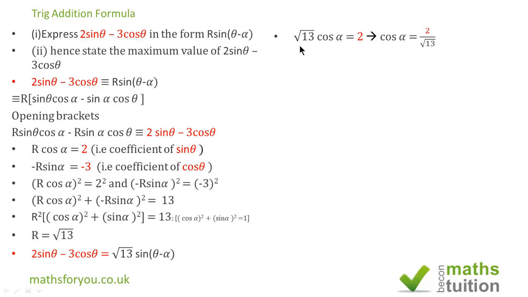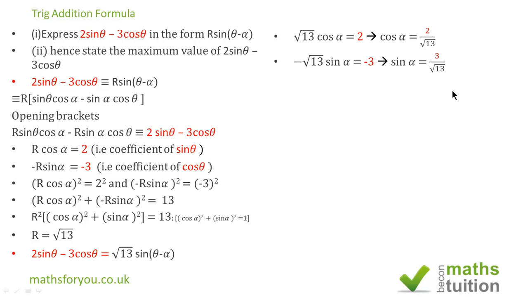Moving on, root 13 cos alpha, because root 13 is R, so root 13 cos alpha is 2, which means that cos alpha is 2 over root 13. Similarly, minus the square root of 13 sin alpha is equal to minus 3, which means that sin alpha is minus 3 divided by minus root 13, which is 3 over root 13.